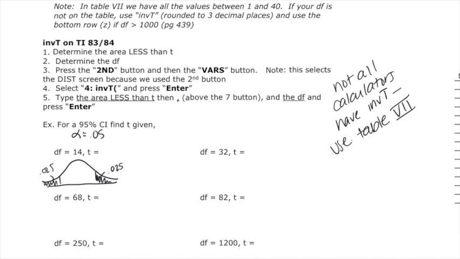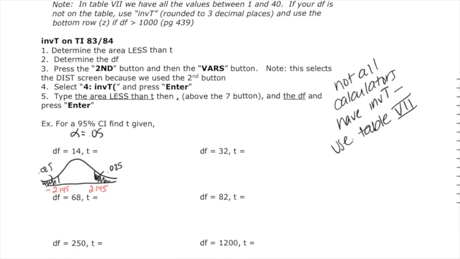And that gives me two critical values. Negative 2.145 and positive 2.145. Again, when we're using these formulas, we're only going to use that positive critical value.